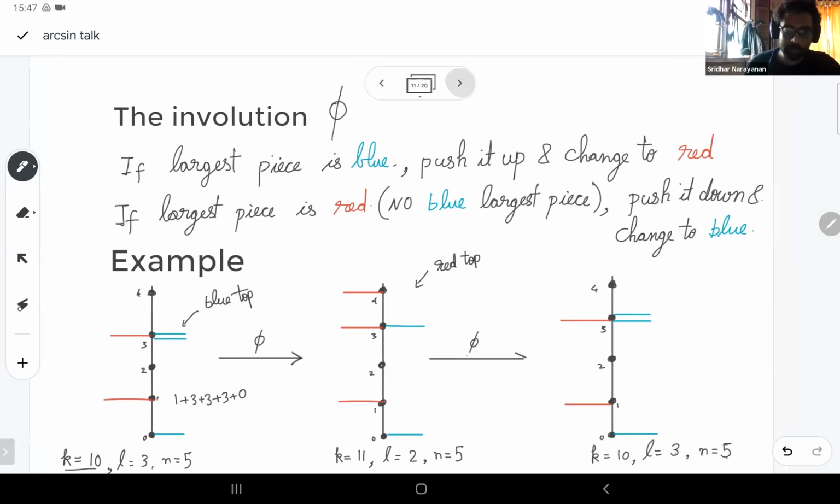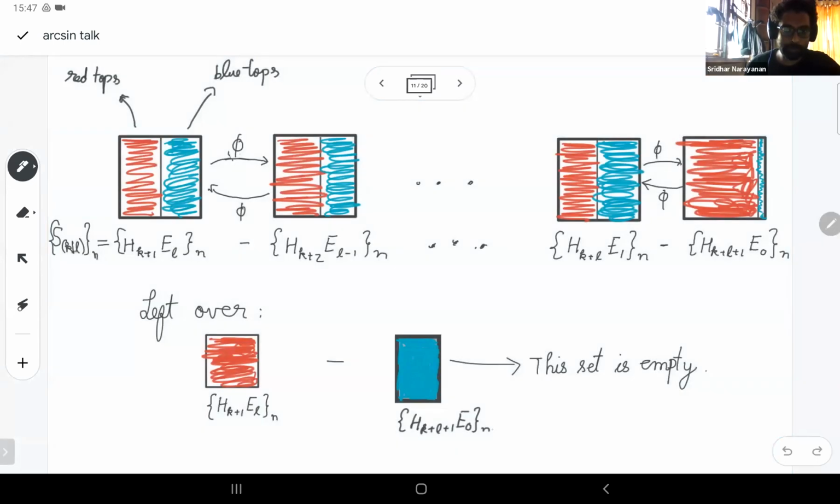So each set, you can divide it into figures where the largest piece is blue and figures where the largest piece is red. And the idea of the involution is that it takes a blue top figure to a red top figure in the next group. So it takes a blue top figure in HK plus 1 EL to a red top in HK plus 2 EL minus 1, and it takes that figure back to the original figure because it's an involution.